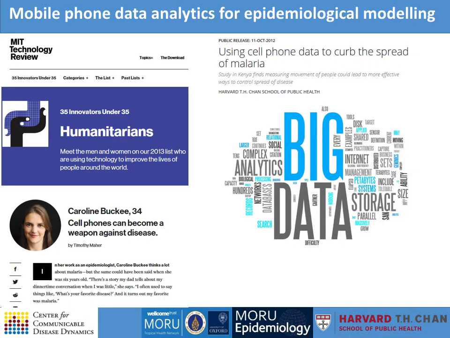I'll talk about mobile phone data analytics for epidemiological modeling. Caroline Buckee, Assistant Professor at the Department of Epidemiology at Harvard T.H. Chan School of Public Health, used a massive amount of cell phone data from millions of individuals over the course of a year, for the first time, together with detailed infectious disease data, to measure human mobility and understand how a disease is spreading. So this year, a team from Harvard, Oxford, and Princeton University, led by Caroline Buckee, will come and do the same analysis in our country. So I am very happy to be a part of this team.